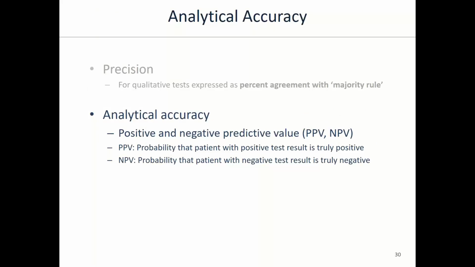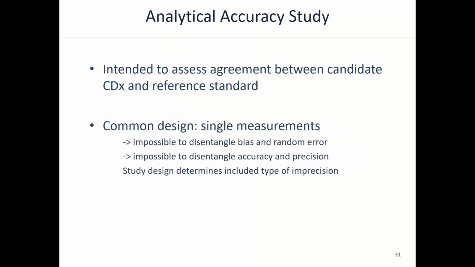The second analytical performance characteristic is accuracy. This is also often expressed as a kind of agreement. In the analytical validation of a qualitative test, there are a lot of agreements, but it's not always between the same targets. So the accuracy can be expressed as positive and negative predictive value. The positive predictive value is the probability that a patient with a positive test is truly positive, and likewise for the negative predictive value.